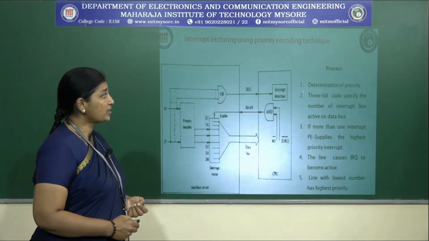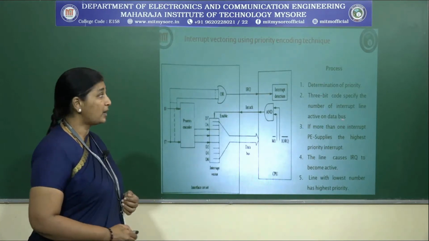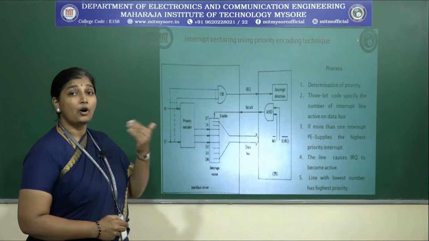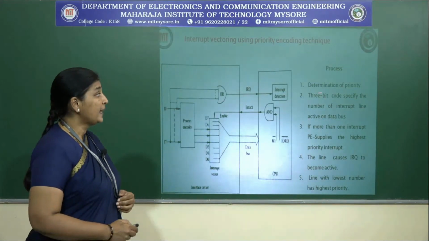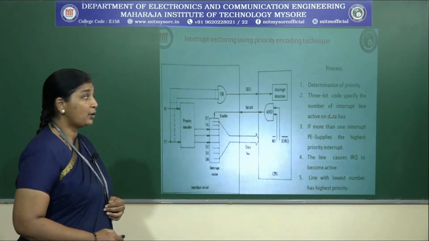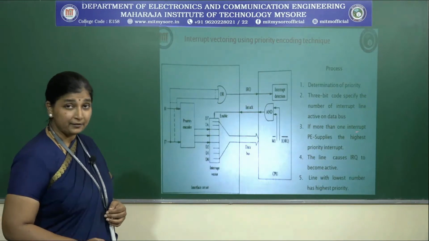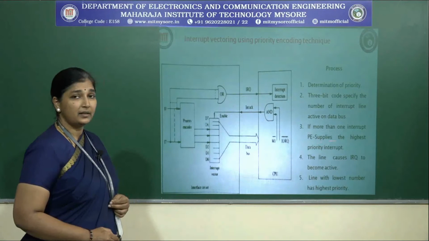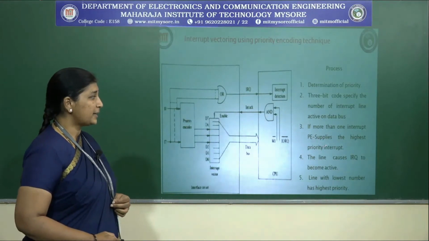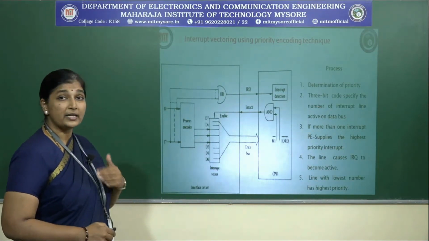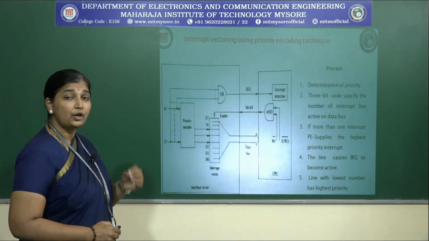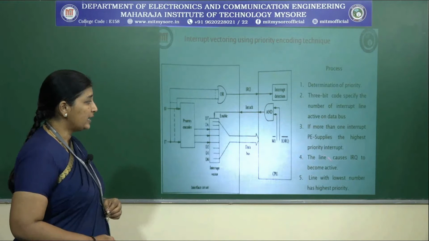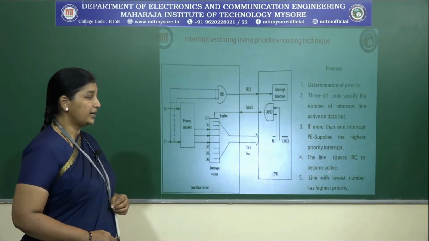The process here mainly talks about priority determination, whether it has a higher priority or a lower priority. The 3-bit code specifies the interrupt lines which are active in the data bus. If more than one interrupt is there, what happens? It supplies the highest priority, and the highest priority is given to the lower value of I. The line causes IRQ to become active.